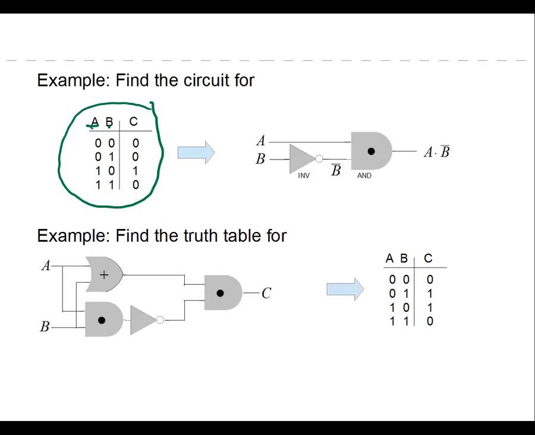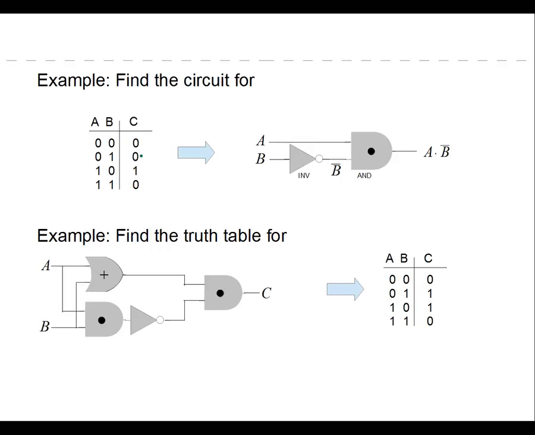Here are the inputs A and B, here's the output C, and the question is, what is the circuit for that? How do we actually implement that? Let's take a look at this one. There are many ways of doing it. There are formal ways of doing it. We're going to do it more ad hoc.